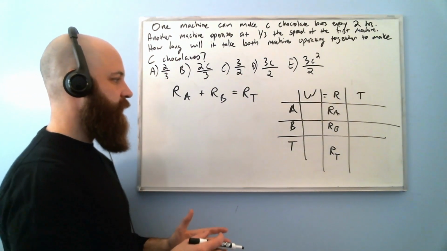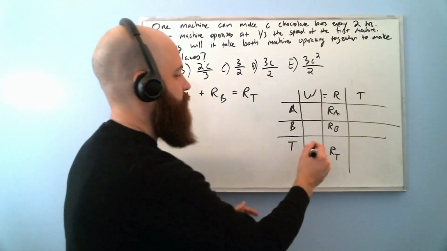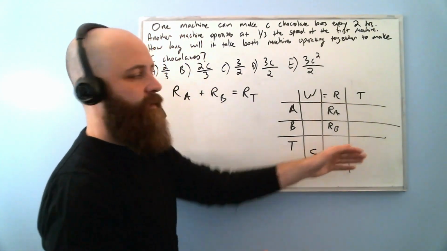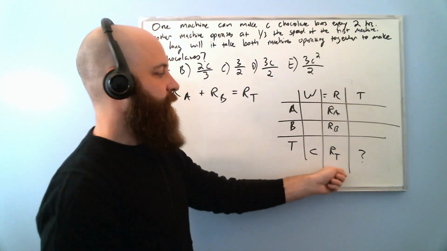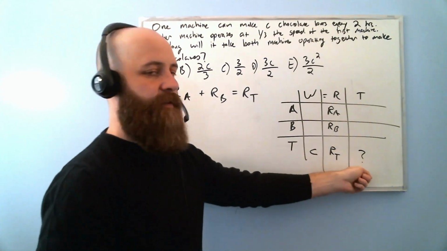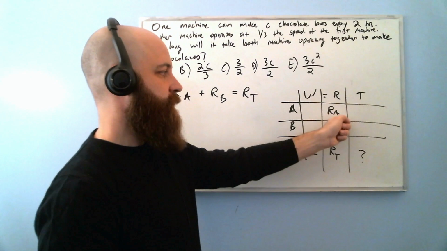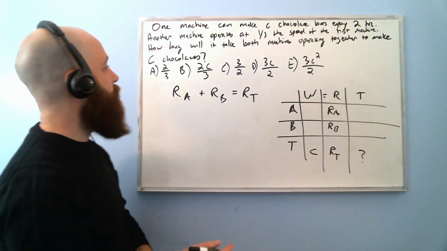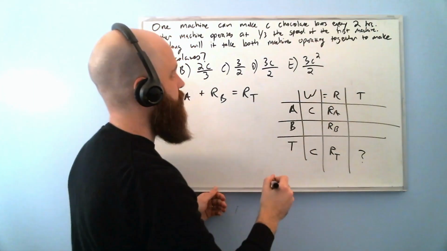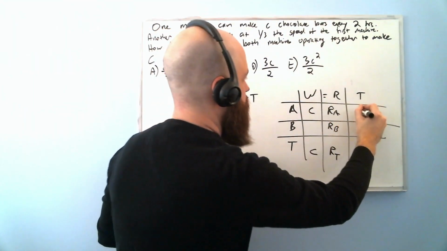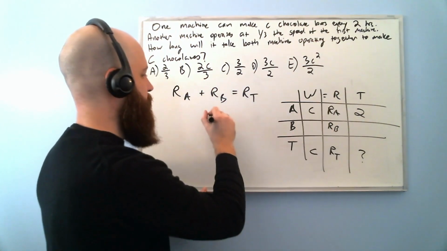So in this question I'm asked, how long is it going to take both machines operating together to make C chocolates? Working together, that's this row right here. They're making C chocolates. I want to know how long it's going to take. What's the time? If I found the rate of them working together, I could solve for the time. To find that rate, I need to find the rates of them working separately. I'm told machine A can make C chocolates every 2 hours, so the time is 2. Great, so I can solve for the rate for machine A.